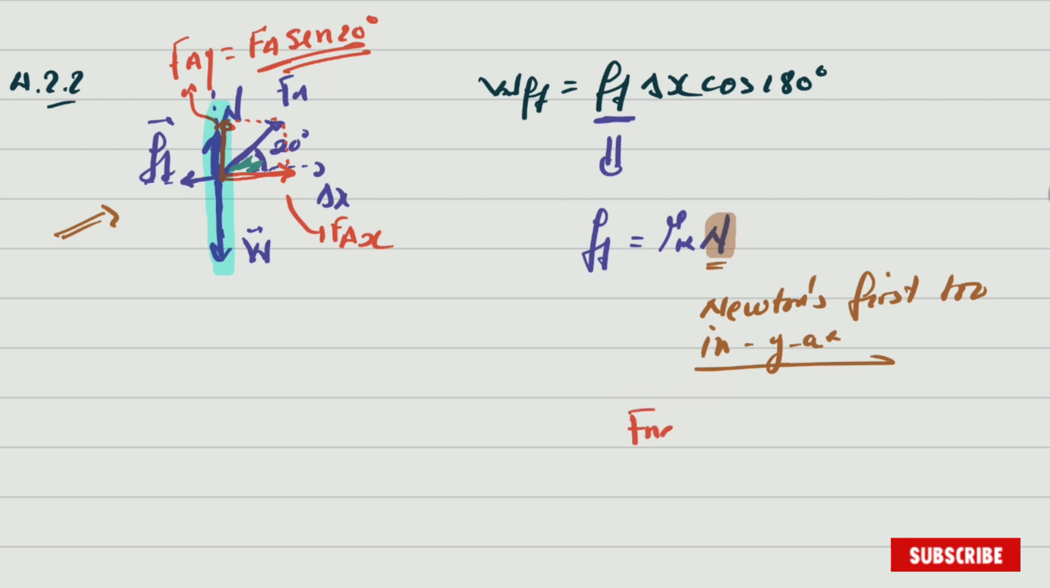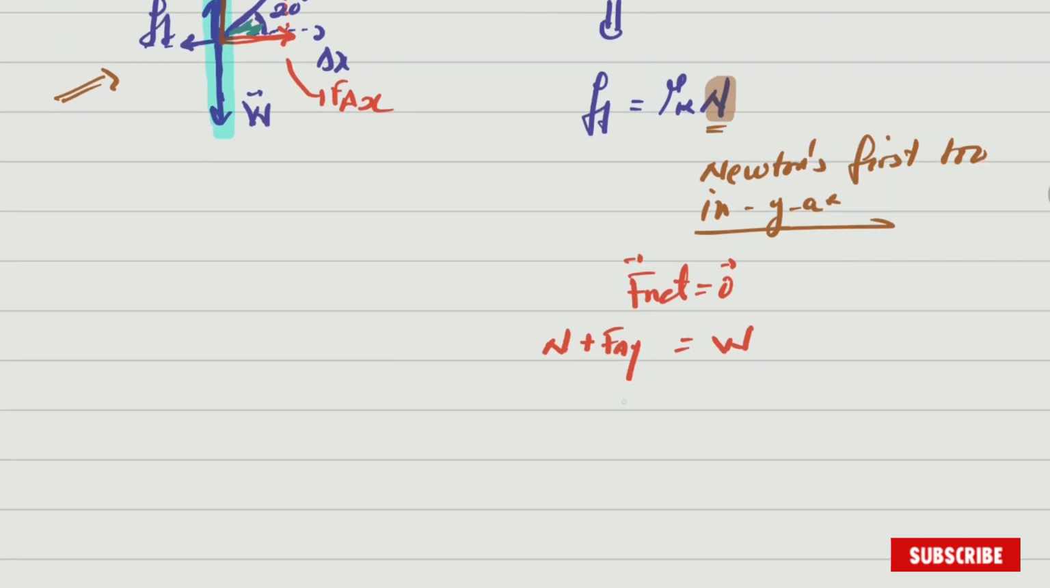We have that the net force is equal to 0. You don't have to start from here if you don't want to. And then we have the normal plus the applied force in the y-axis is going to be equal to weight. If you rearrange or substitute to calculate the normal, you'll get the normal is equal to weight minus the applied force in the y-axis.